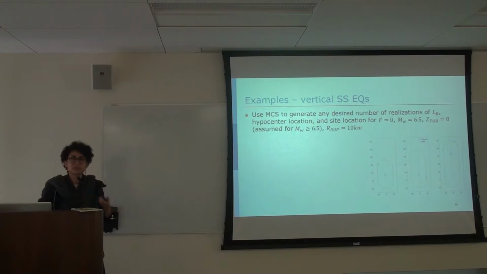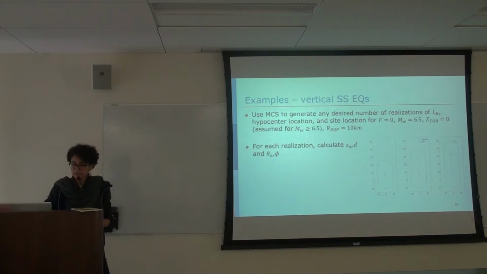So here we have 3 different realizations with variable rupture length, hypocenter locations, as well as site locations. This can be repeated many times in a Monte Carlo simulation framework to get the corresponding distribution of the directivity parameters for the desired input. And then from the geometry we can calculate S or D and theta or phi.